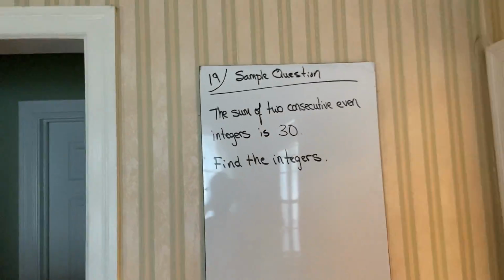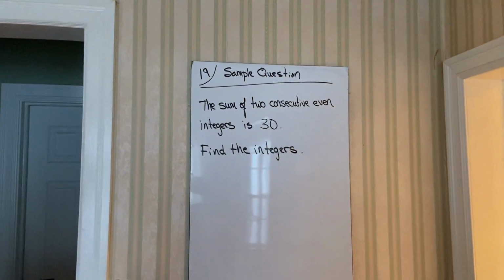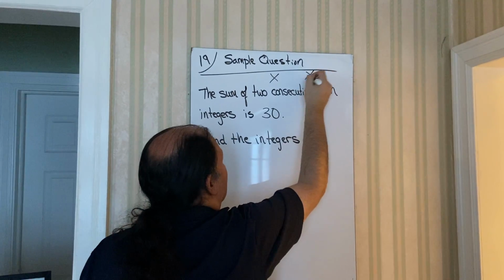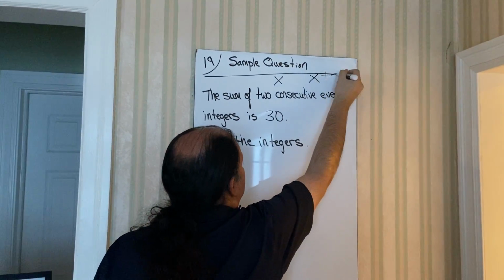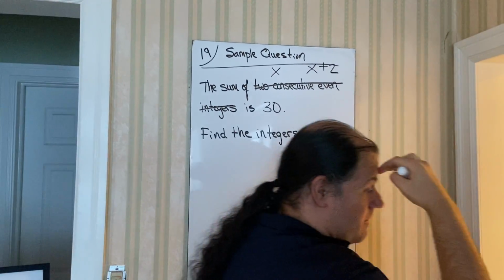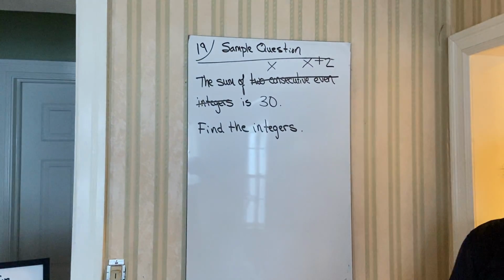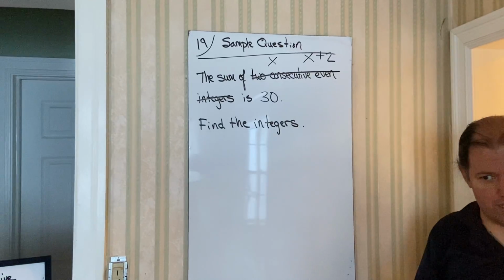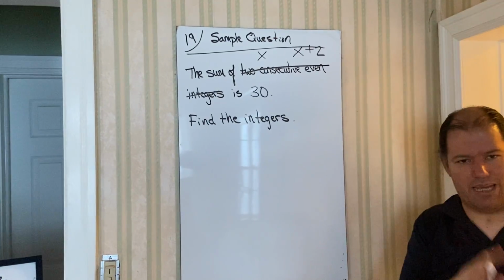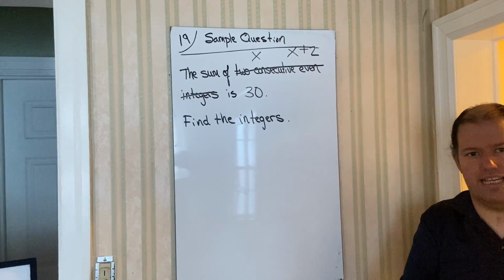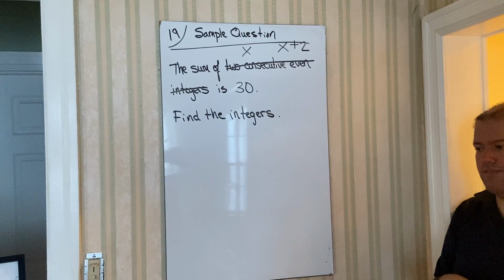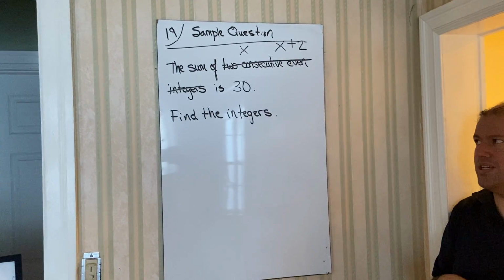So this one says two consecutive even. So I'm going to put x and then x plus 2. All right? That's all that says. Basically, it's just trying to figure out which line you were going to use, what chart. In this case, we're going to have gaps of 2's, x, and then x plus 2.